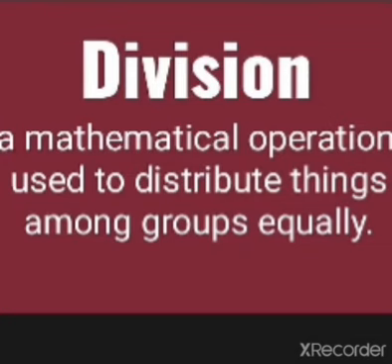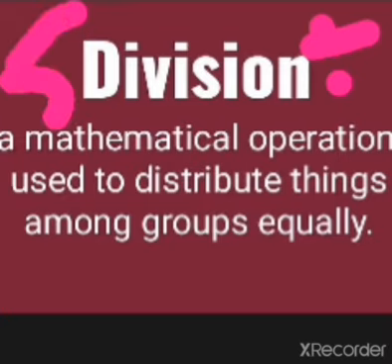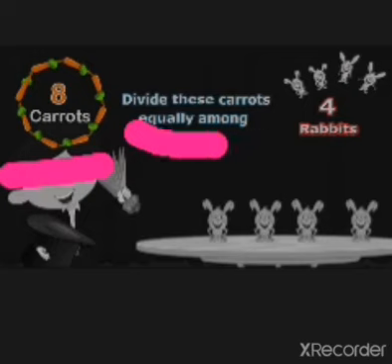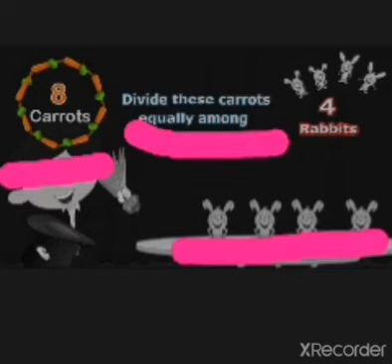So what is division? Division is a mathematical operation used to distribute things among groups equally. For division, we mostly use this sign or this one. Here is a problem which says that we have a total of 8 carrots. We have to divide these 8 carrots equally among 4 rabbits. So how should we divide the 8 carrots among 4 rabbits?